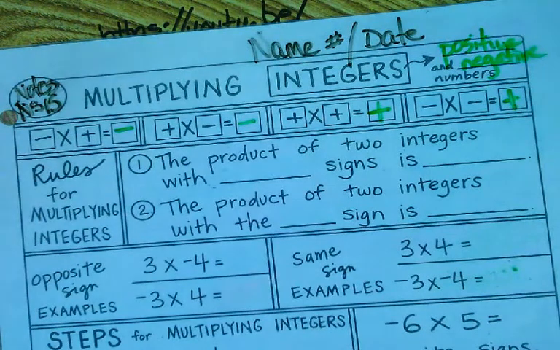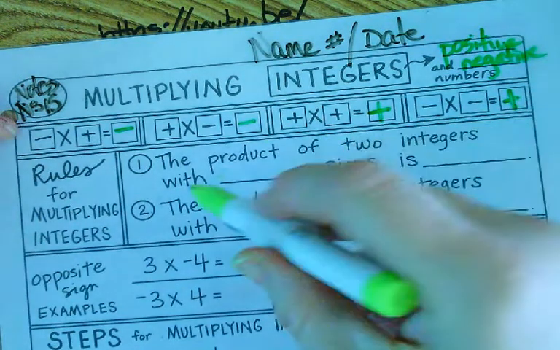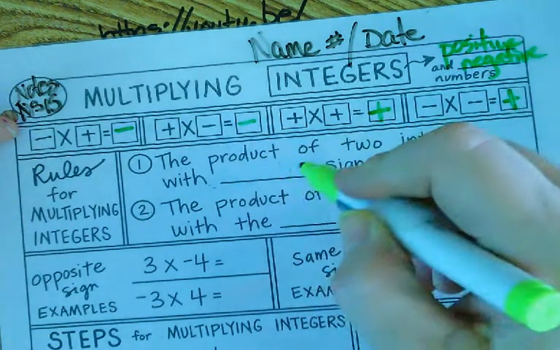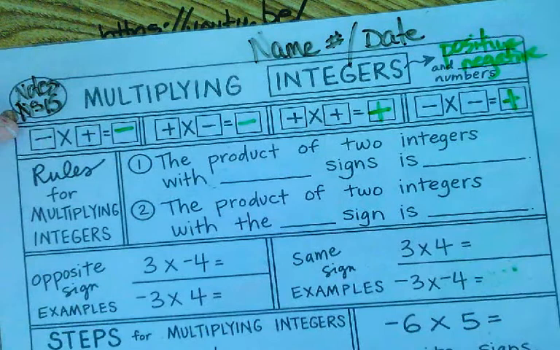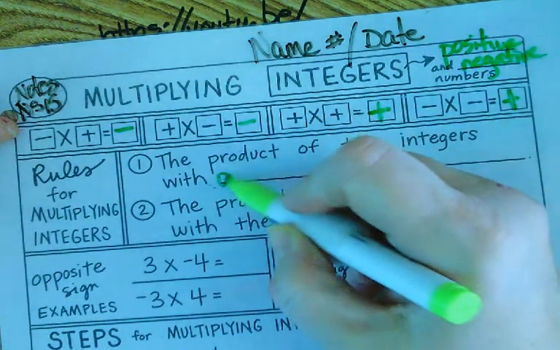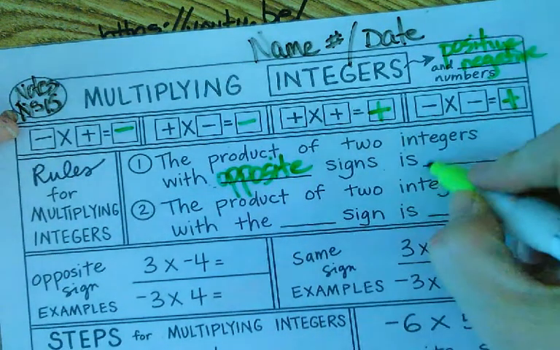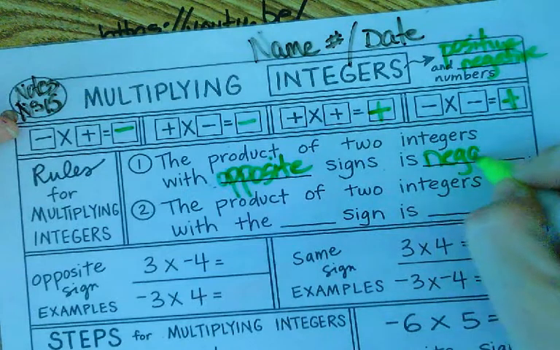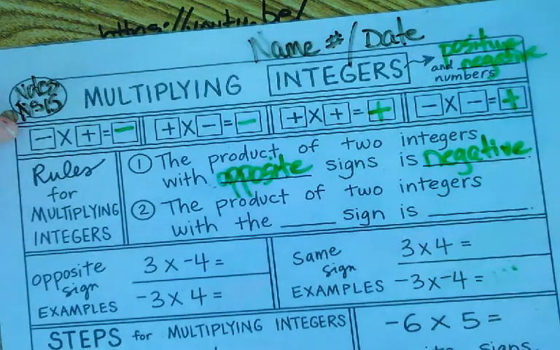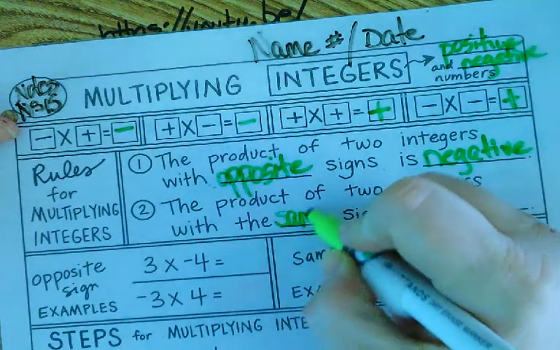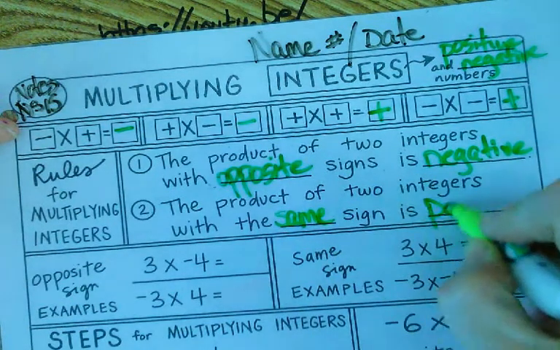Okay, the rule is basically very, very simple. The product of two integers, that means the answer to a multiplication problem. The product of two integers with opposite signs, different signs, is going to be negative every time. You got two different signs, answer's negative, no matter what. And the product of two integers with the same sign is always positive. If the signs match, they cancel out and make it positive.